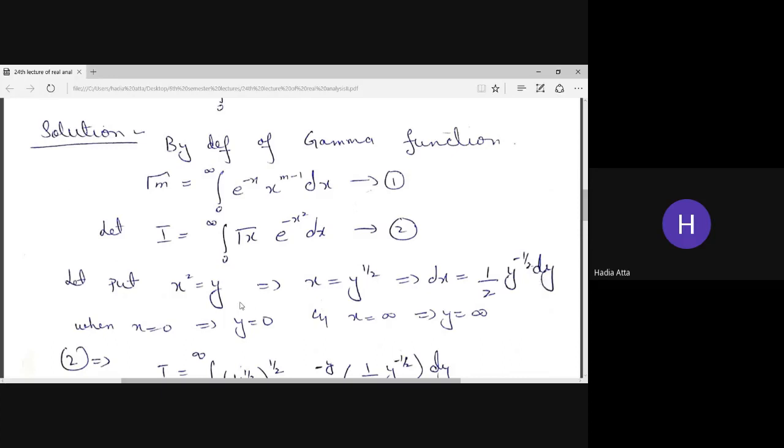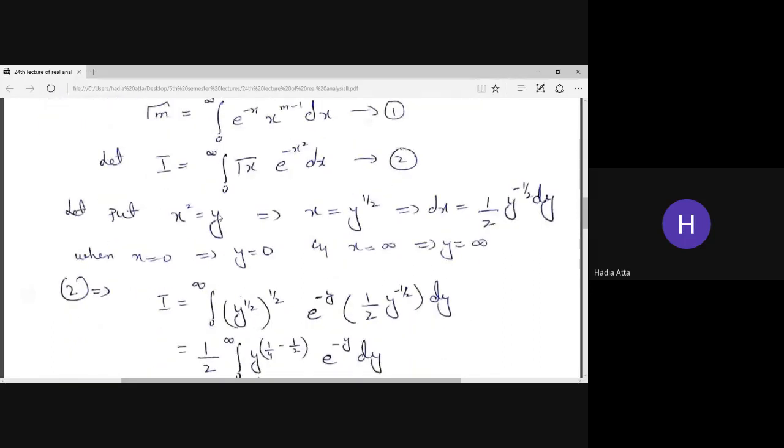Again, we change one variable to another variable, so we have to change the limits also. So if x is equal to 0, y is equal to 0, you can see easily over here. If you put x is equal to infinity, y is equal to infinity. So again, there is no change of limit. So now we have to replace equation number 2 by the new variables. Put x is equal to y raised to the power 1 by 2, and convert that under root in the form of 1 by 2. Okay, and e raised to the power minus y, and this is the value of our dx.